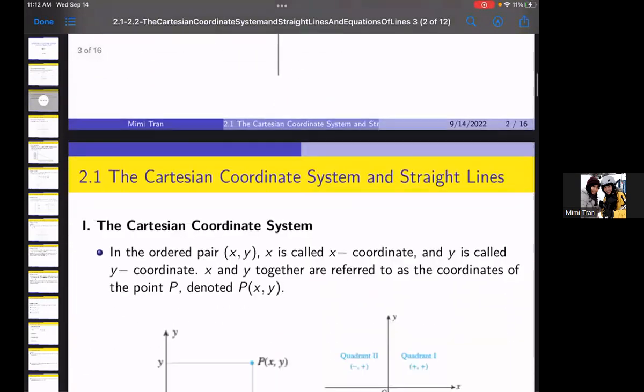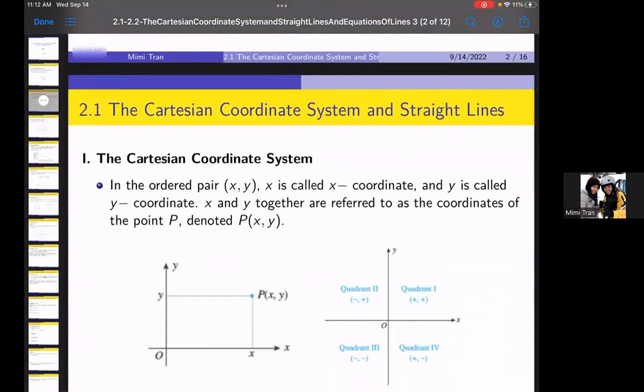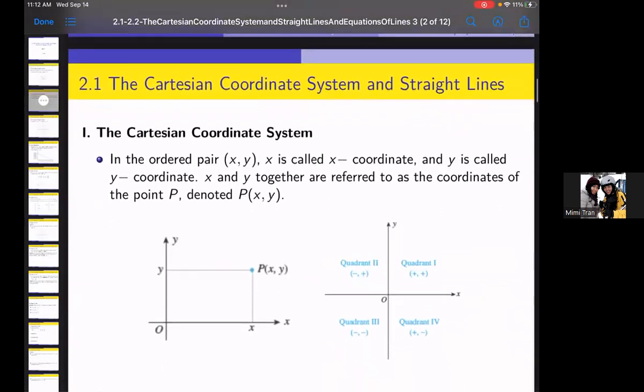Anyway, so the Cartesian coordinate system, we denote the ordered pair x, y. Sometimes we put a little capital letter in front of it. Instead of writing the x, y coordinate, we just write the capital letter there for short. The x-axis and the y-axis, and the intersection between the two axes is the origin.